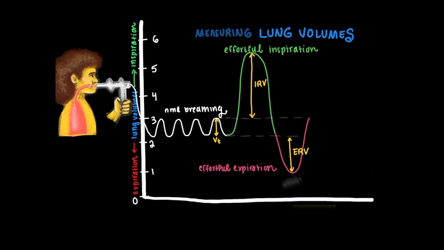Okay, so I'm looking at this graph, and it looks like even after effortful expiration, there appears to be some volume of air left in the lungs. This volume is known as the residual volume.